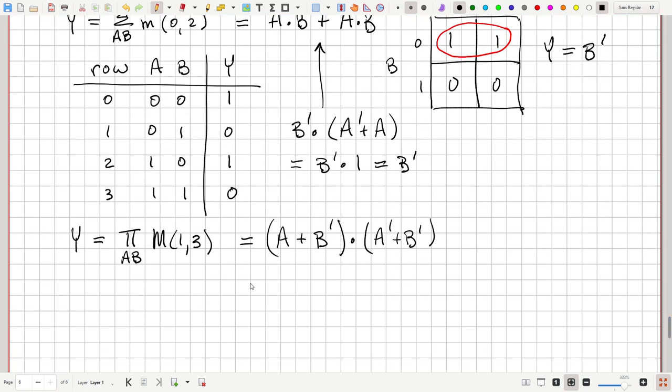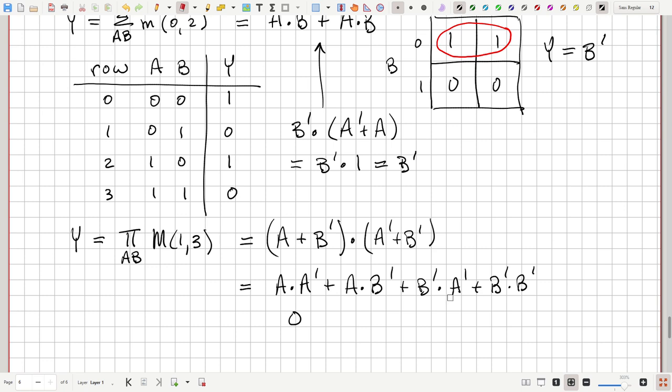Now, we could do a little bit of algebra here. Let's expand this out. A and not A, or A and not B, or not B and not A, or not B and not B. Okay, A and not A, that's always 0. You can't have A be 1 and not A also be 1. It can't be both 1 and 0. Then A and not B, not B and not A.